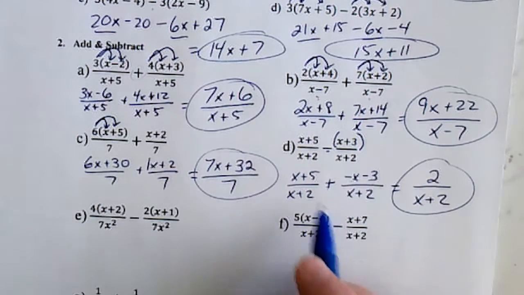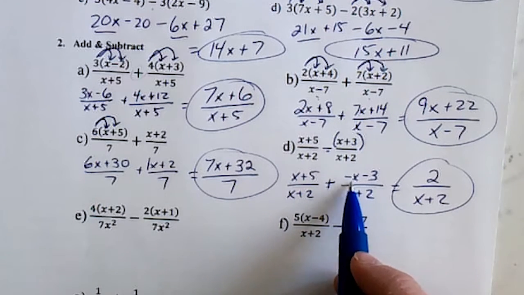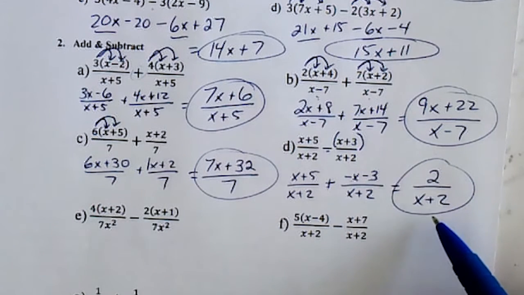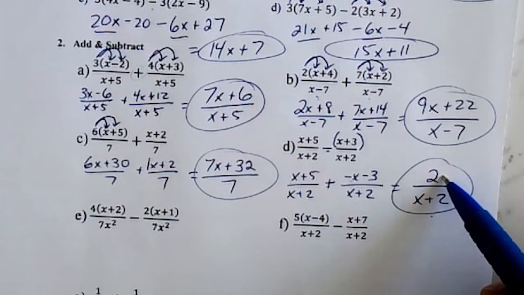There we go. The x's cancel. x minus x is 0. 5 minus 3 is 2. We cannot cancel the 2's because it's a binomial and this is a monomial. You can't mix them up.